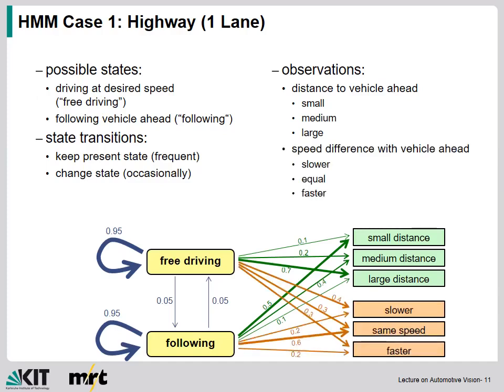We could also introduce a second observation, for instance the speed difference to the vehicle ahead, and in this case we might also discretize this observation into three different cases, namely we might be slower, or drive at the same speed, or drive faster than the vehicle ahead. And again, we assign probabilities that tell us how likely it is that a vehicle is driving slower than the vehicle ahead if it is in a free driving mode, for instance.